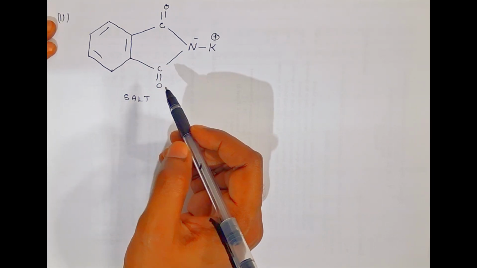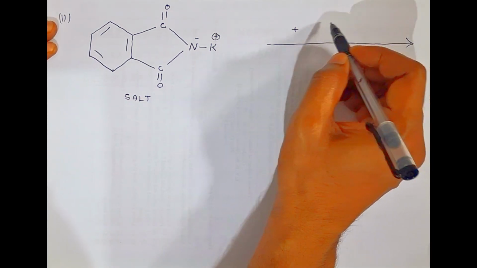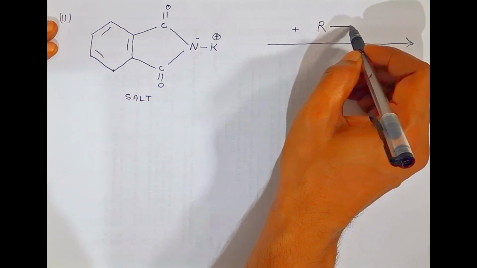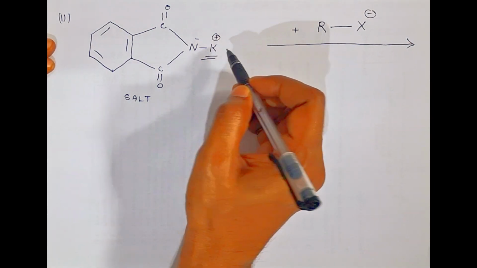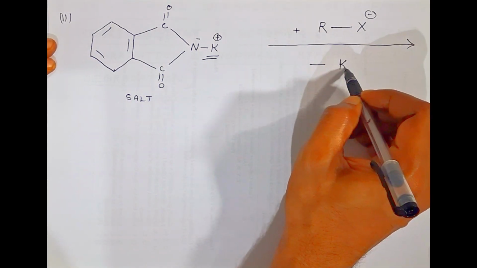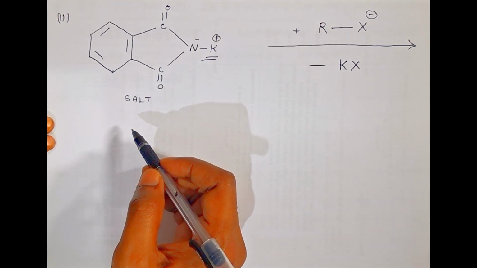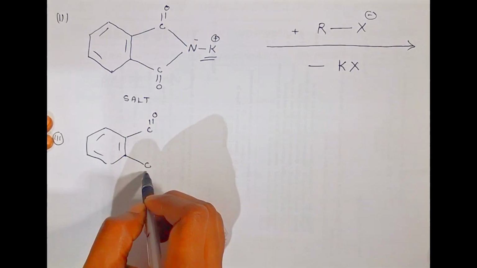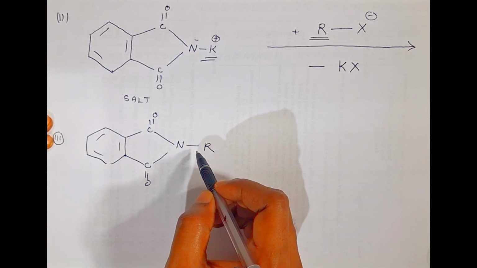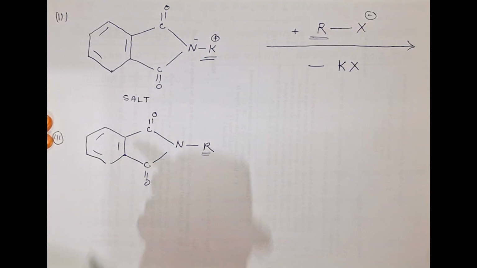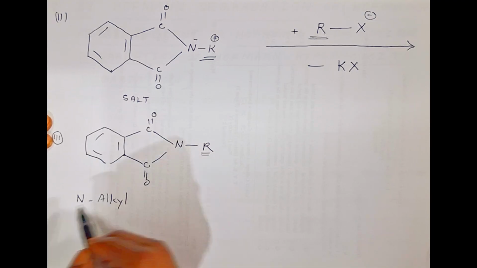Now what happens students? This salt now combines with an alkyl halide, any alkyl halide. This is the negative charge. Now it will combine with the positive charge of potassium, and it will remove the potassium halide like this. Now this alkyl is joined, and it will give you N-alkyl phthalimide. This alkyl is attached to this nitrogen, so we call it N-alkyl phthalimide.